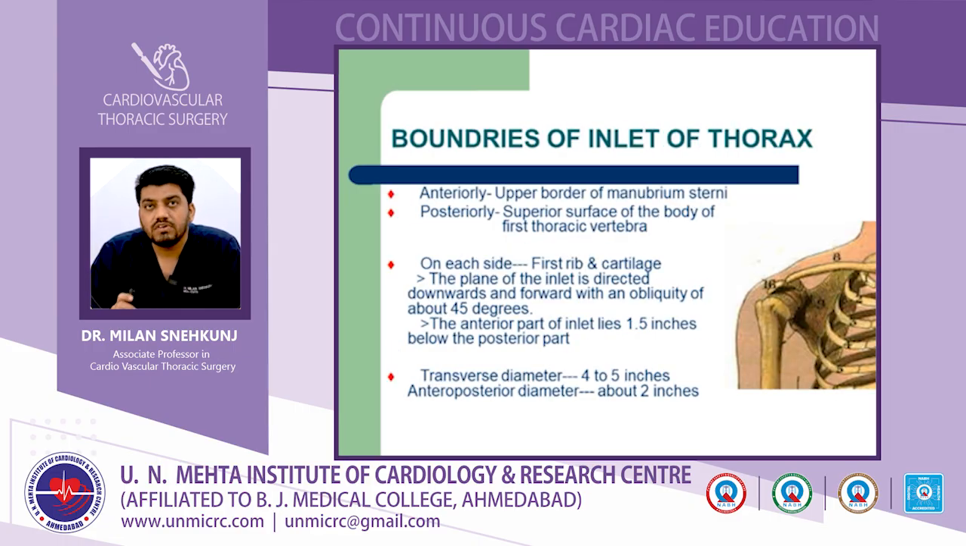So what are the boundaries of inlet of thorax? Anteriorly it is bounded by upper border of manubrium sterni. Posteriorly it is bounded by superior surface of body of first thoracic vertebra. On each side it is bounded by first rib and cartilage. The plane of the inlet is directed downwards and forward with an obliquity of about 45 degrees. The anterior part of the inlet lies 1.5 inches below the posterior part. The transverse diameter is approximately 4 to 5 inches and anteroposterior diameter is approximately 2 inches.